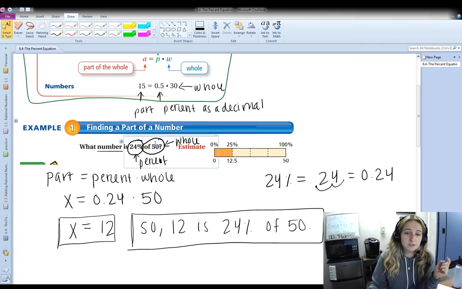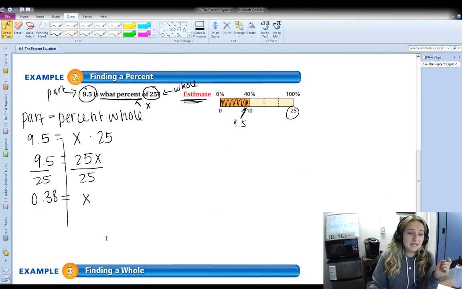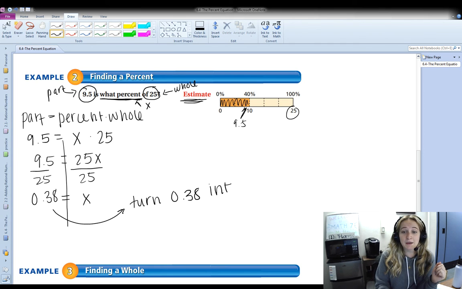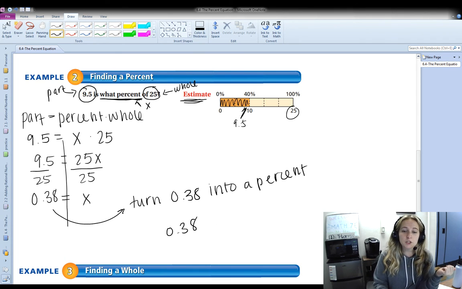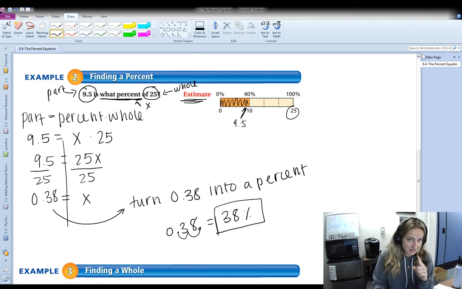So remember what we had to do up here. You turn the percent into a decimal. So this is always going to be a decimal, which means your final step is you need to turn 0.38 into a percent. Okay? So we're going to go 0.38. You can multiply by 100 or just go to the right, and that's going to give me 38%. And that is your percentage, not the decimal.